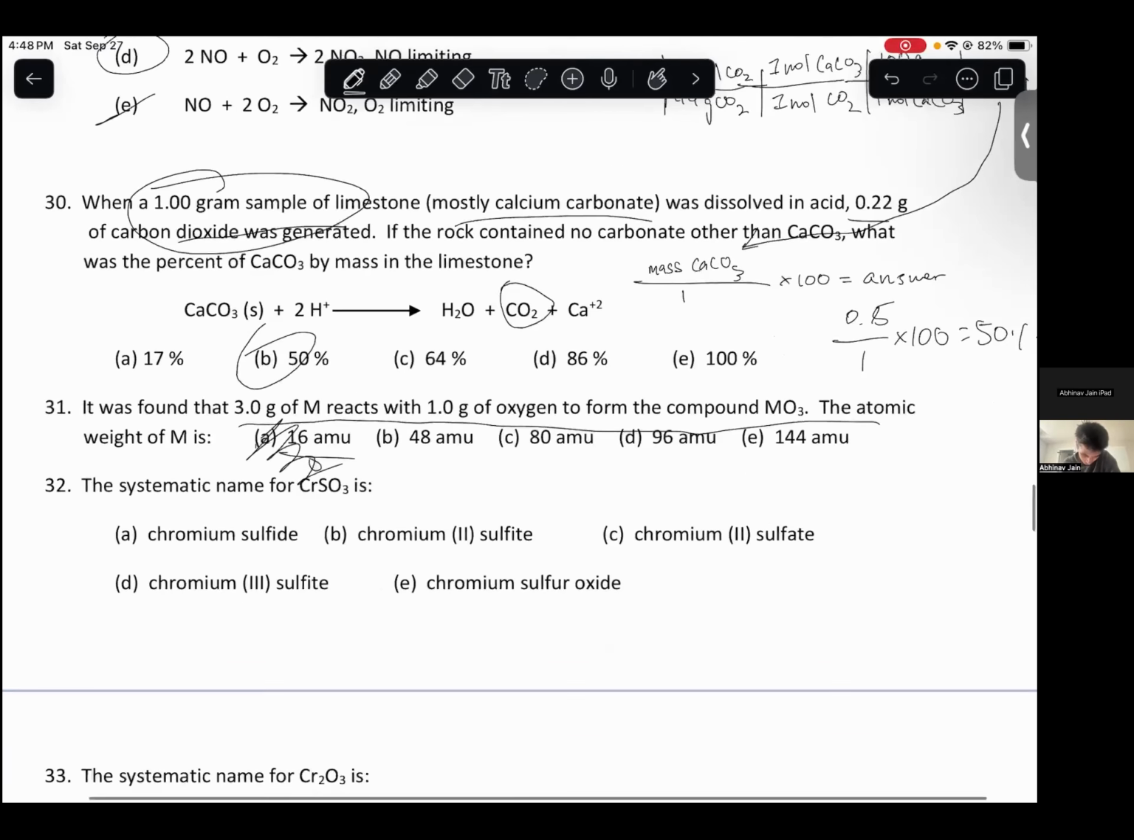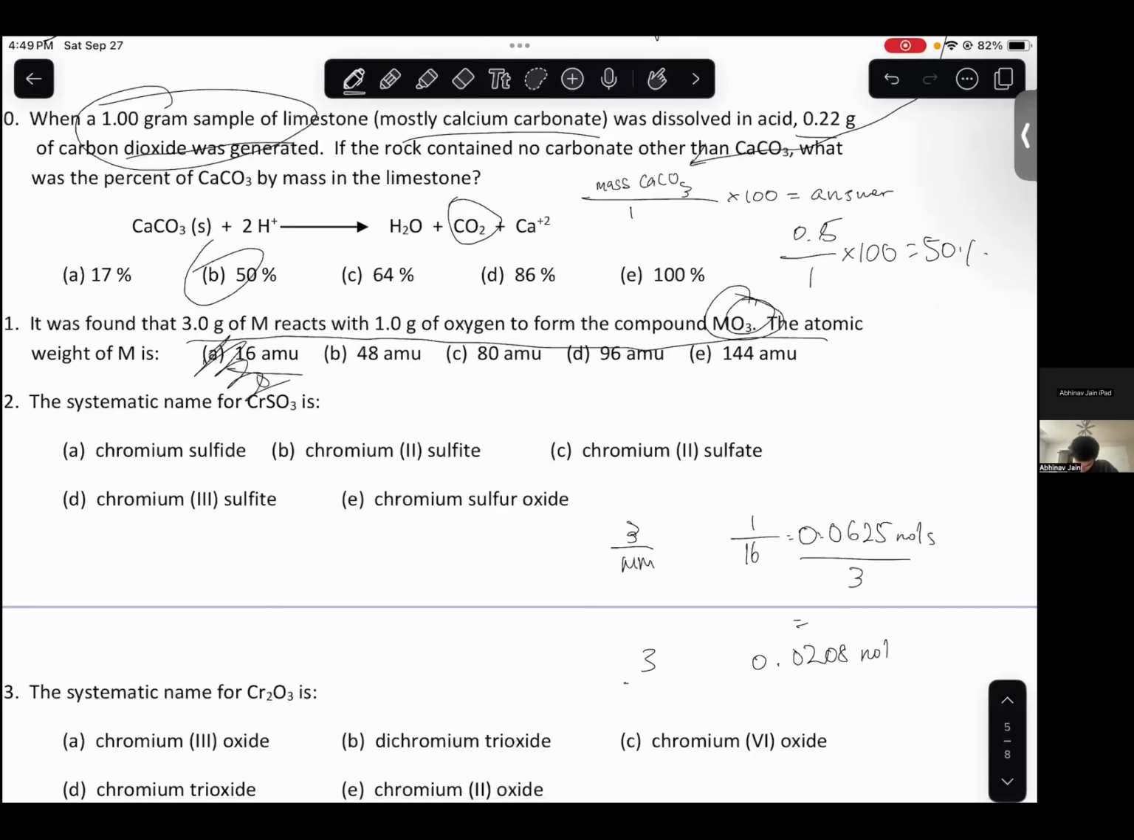But really, 3 grams of M, so 3 over the molar mass of M. Notice how there's a 1 to 3 ratio between M, the element, and oxygen. It says 1 gram of oxygen, so 1 gram of oxygen divided by the molar mass of oxygen, that's 1 over 16. And then there's 3 of them. So 1 divided by 16, that's 0.0625 moles. And notice there's a 3 to 1 ratio, so that means divide this by 3, and that's going to get us 0.0208 moles. This is going to be the amount of moles of M.